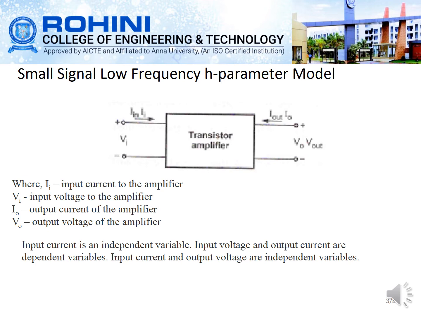is Vo. So here we consider Ii is the input current to the amplifier, Vi is the input voltage to the amplifier, Io is the output current of the amplifier, and Vo is the output voltage of the amplifier. Here we know that the input current Ii is an independent variable, while the input voltage as well as the output current are dependent variables, so the input current and output voltage are the independent variables.